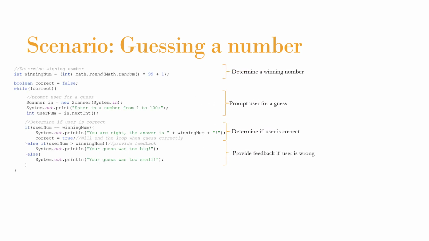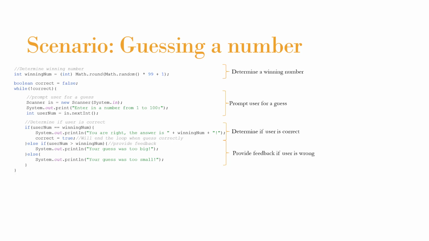So here the first section is determining if there's a winner. Then the next thing is we created a variable, correct, set to false. The idea is we assume that the guess is not correct, and the correct variable will change to true when the user's number is the same as the winning number. So it will prompt the user for a number.